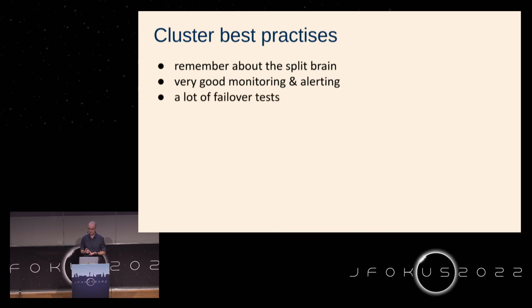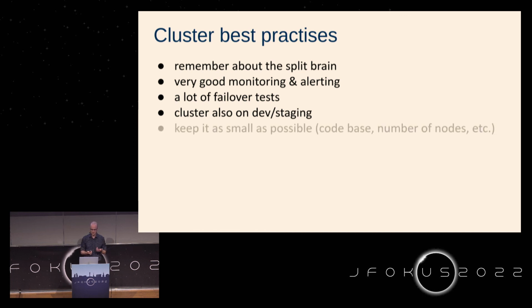Prepare a lot of failover tests, create your own chaos monkey. The cluster should be deployed not only on production, but also on dev and staging environments, just to test it more. And keep it as small as possible when it comes to code base and number of nodes. Managing a cluster with 5 nodes is much easier than with 15 nodes. So if some functionality can be moved to a stateless service, just move it to the stateless service.